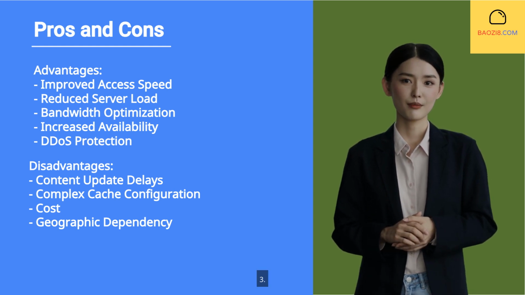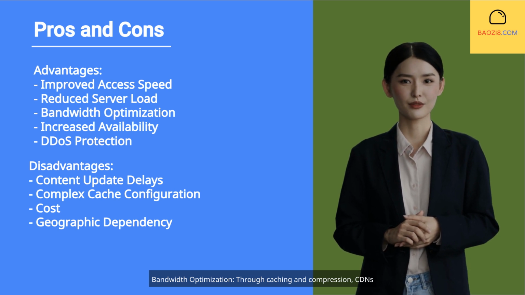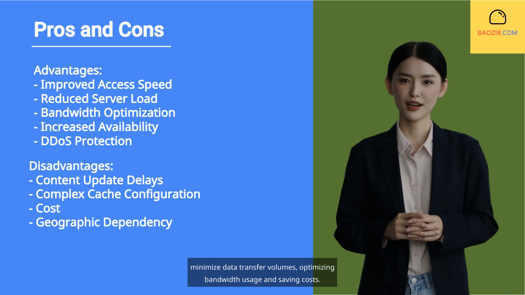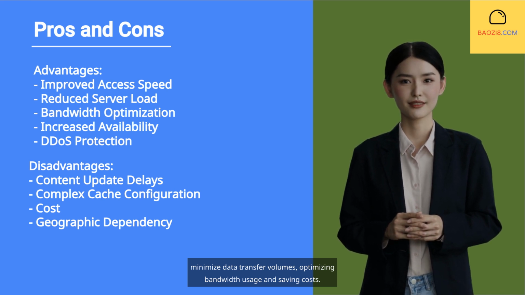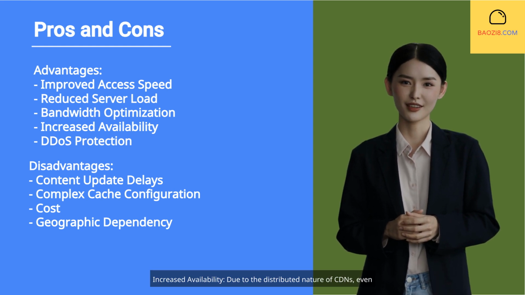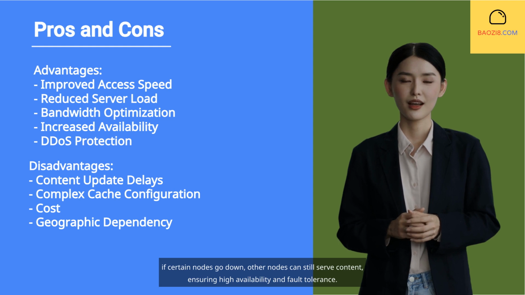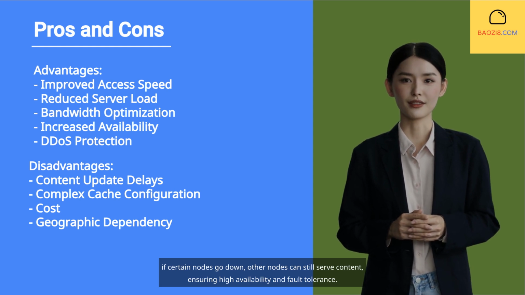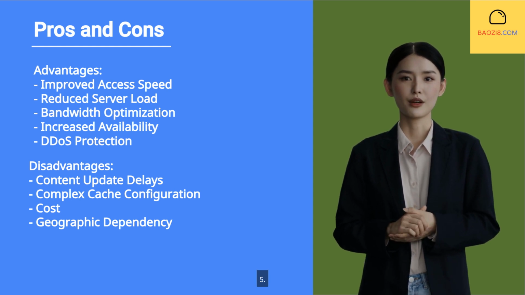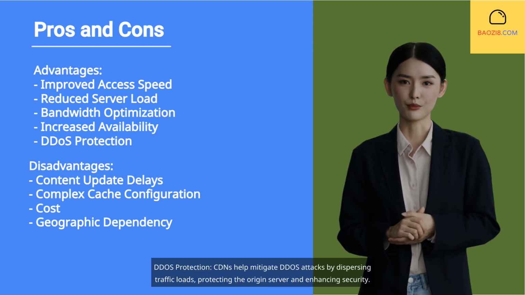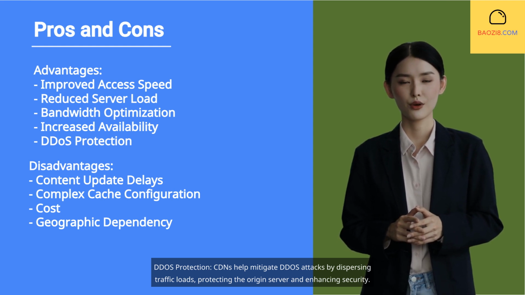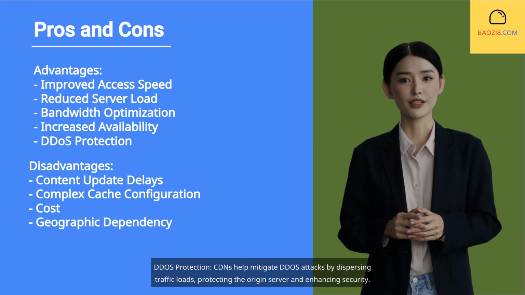3. Bandwidth optimization. Through caching and compression, CDNs minimize data transfer volumes, optimizing bandwidth usage and saving costs. 4. Increased availability. Due to the distributed nature of CDNs, even if certain nodes go down, other nodes can still serve content, ensuring high availability and fault tolerance. 5. DDoS protection. CDNs help mitigate DDoS attacks by dispersing traffic loads, protecting the origin server, and enhancing security.